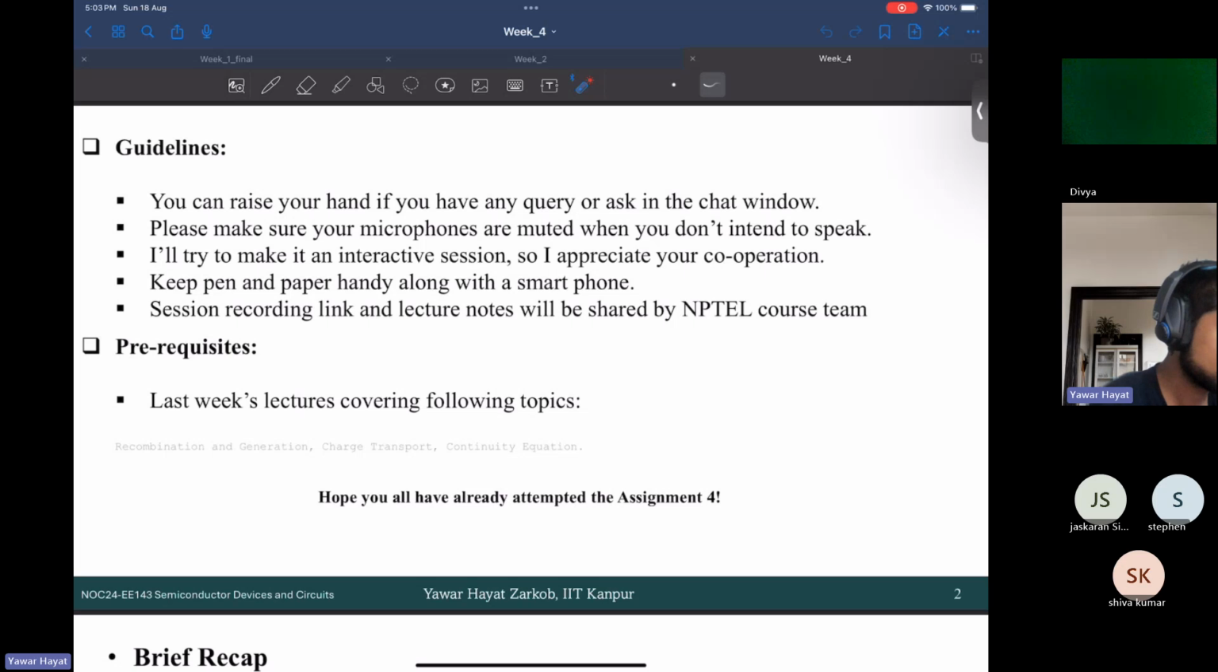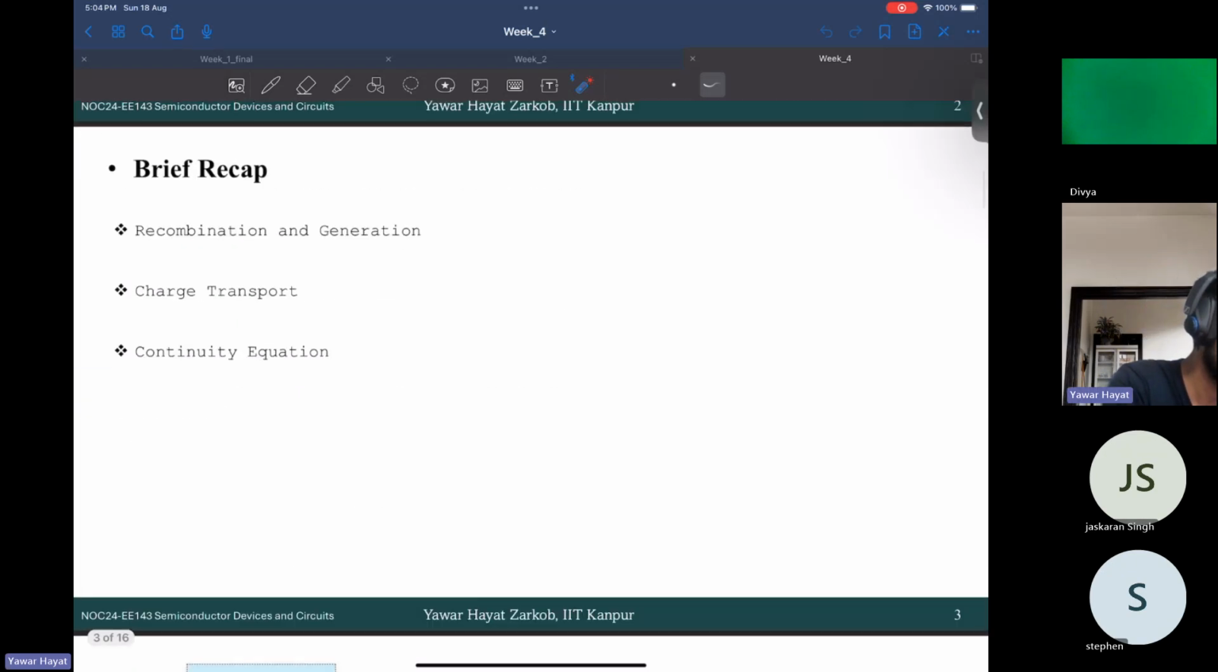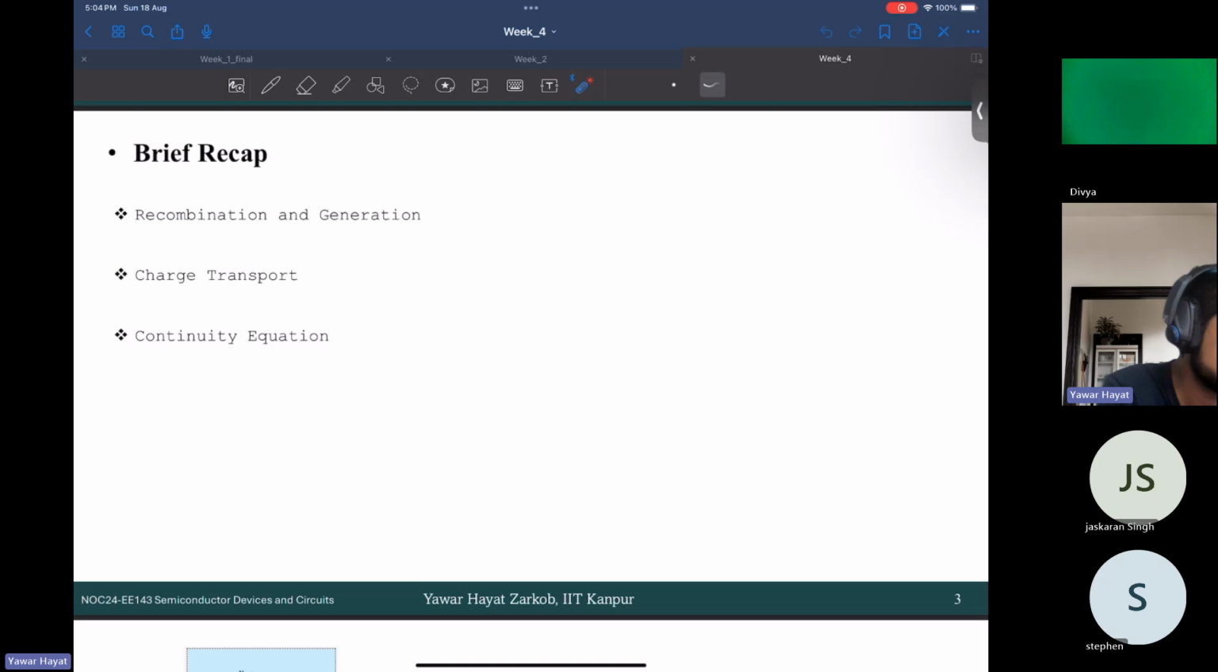So what are the prerequisites? Prerequisites include the lectures covered last week, following recombination and generation. We learned about charge transport and the continuity equation. And before attending this session, I hope that you have already attempted assignment 4 first.